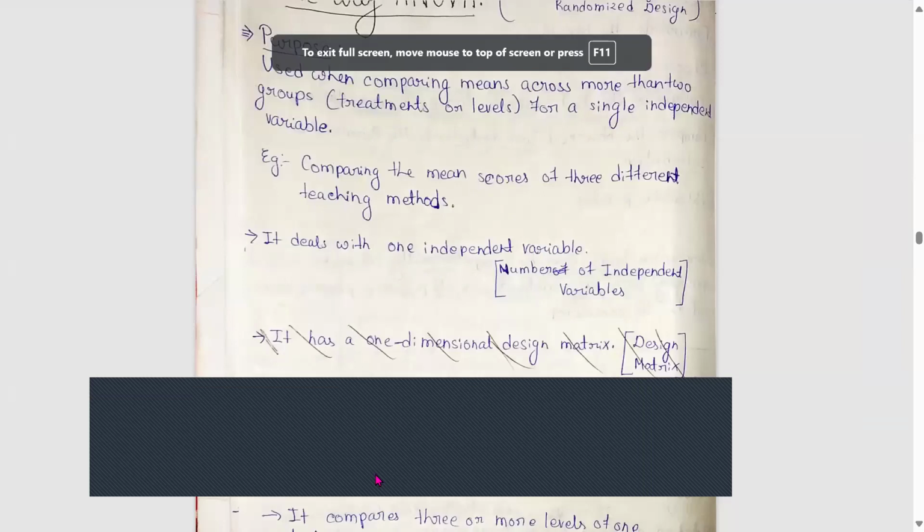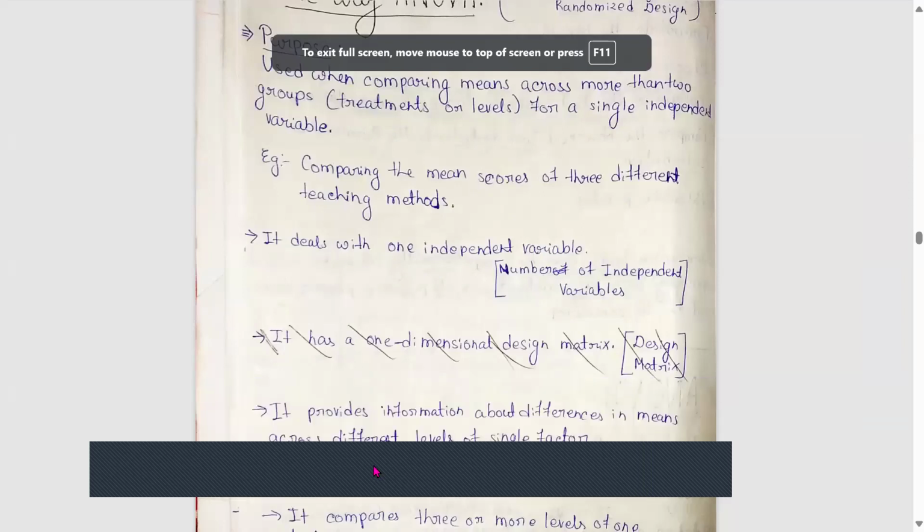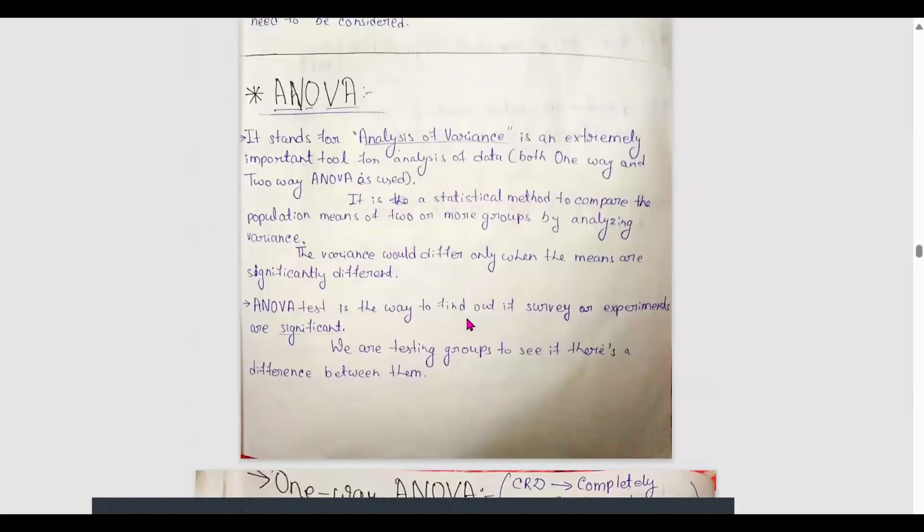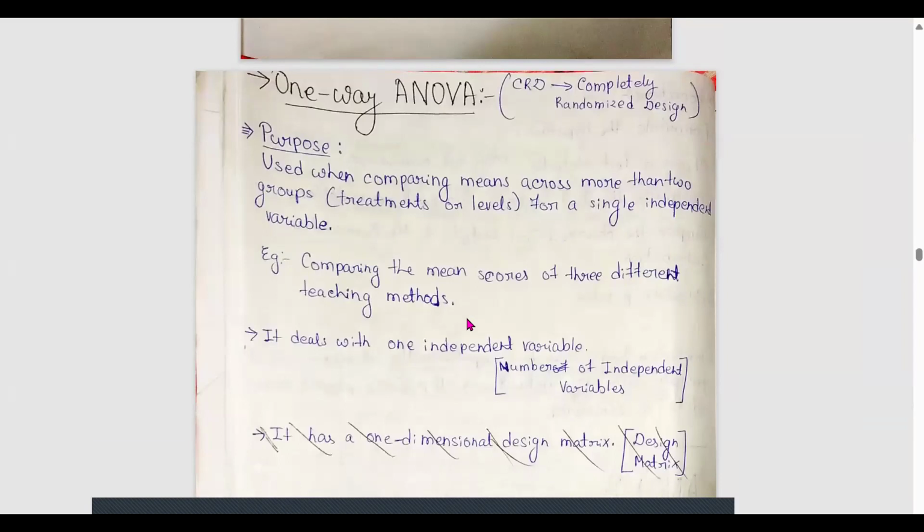Hello guys, today we are going to proceed with our next lecture. Today we are going to cover one-way ANOVA. Last lecture we covered ANOVA. In that lecture I told you there are two types of ANOVA tests: one-way ANOVA and the second one is two-way ANOVA. In today's lecture, I am going to cover one-way ANOVA.